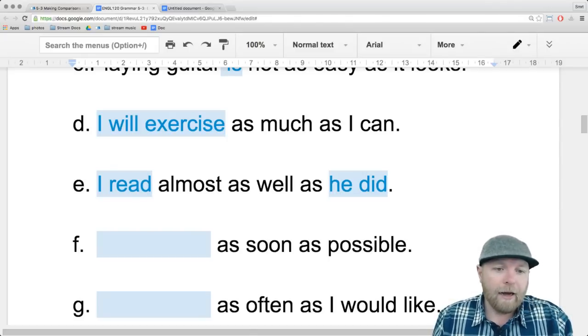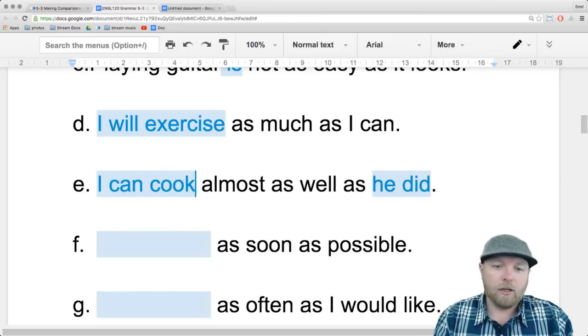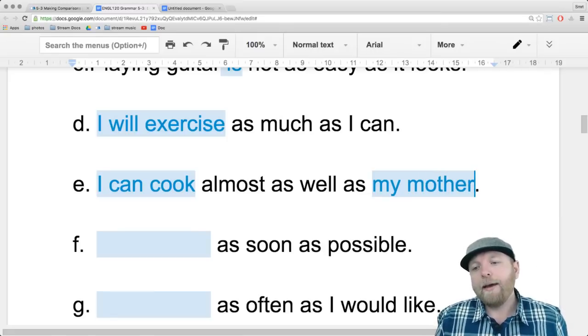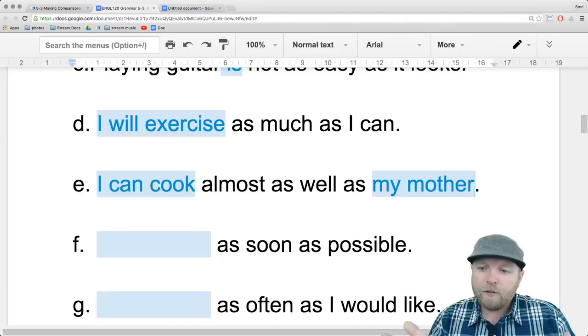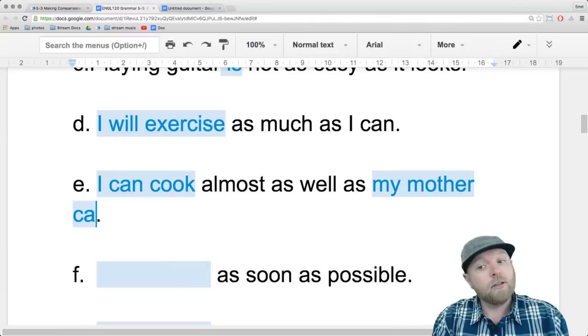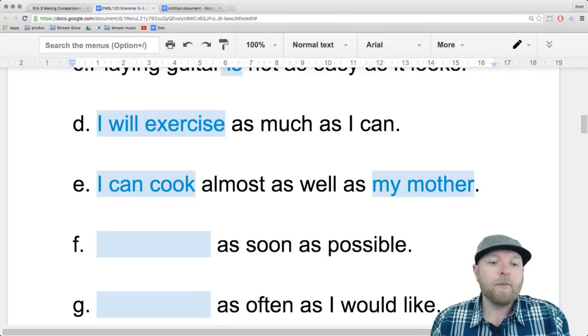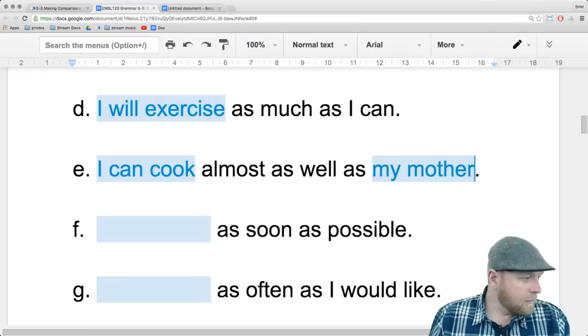Ooh, Valerie: I can cook almost as well as my mother. Now, excellent answer. And for the higher level students, you can also use the auxiliary, right? As my mother can. It's not necessary, but it is possible. Any other answers for F? Excuse me, E.